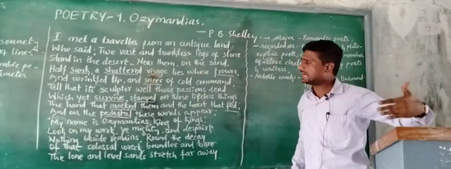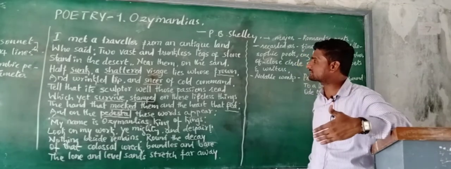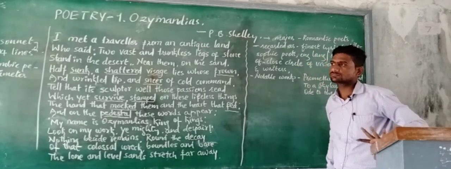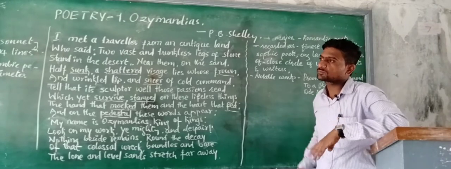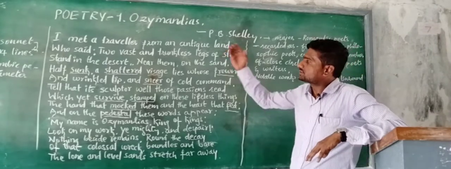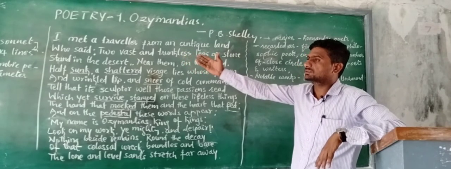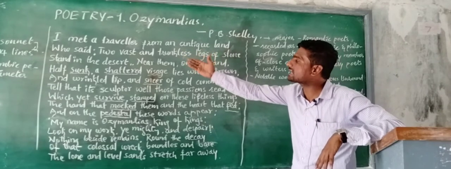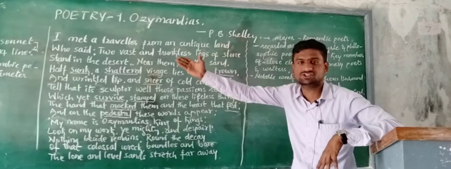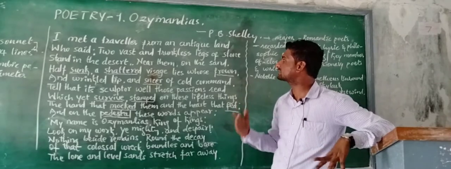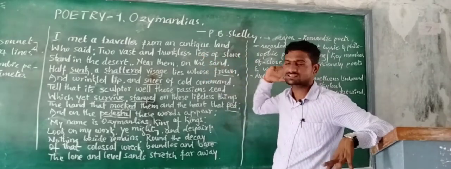And the traveler said to the poet, two vast and trunkless legs of stone stand in the desert. He tells the poet about the amazing information: two vast and trunkless legs of stone stand in the desert.